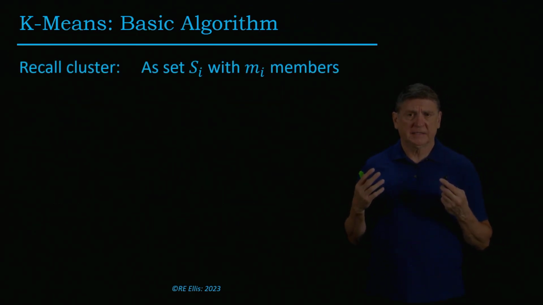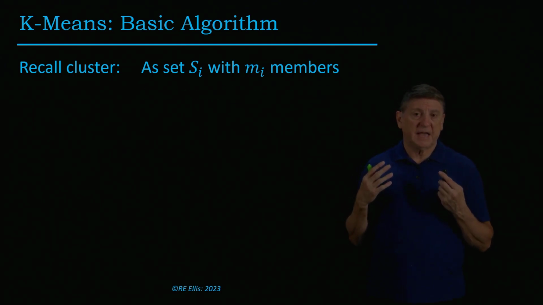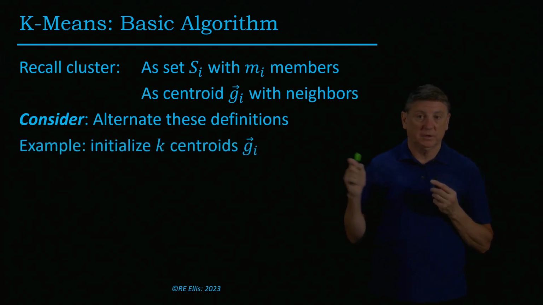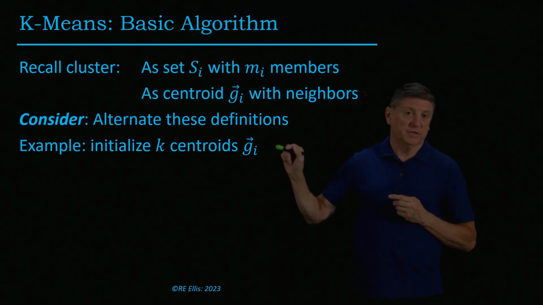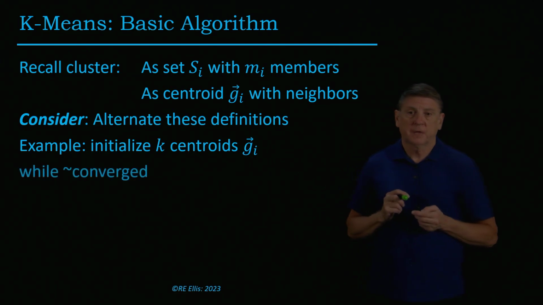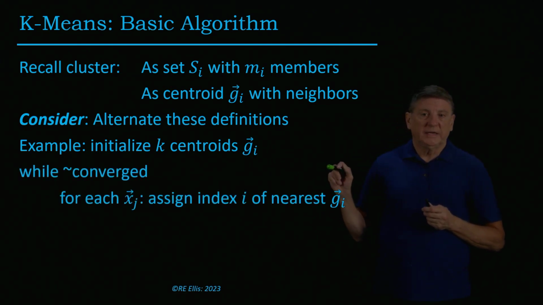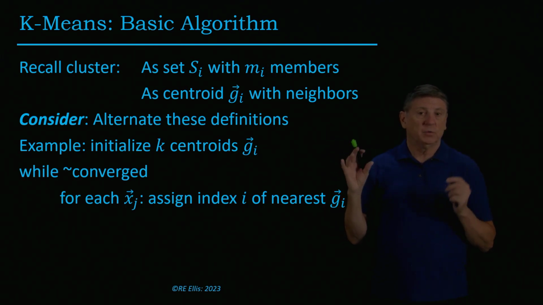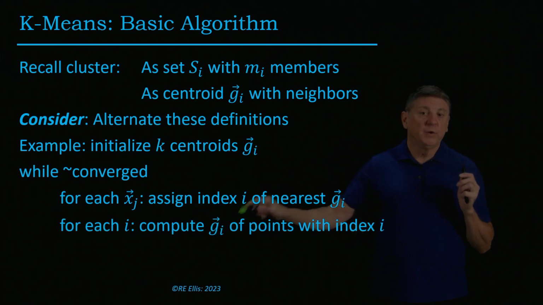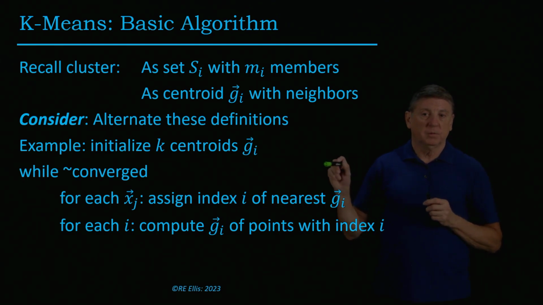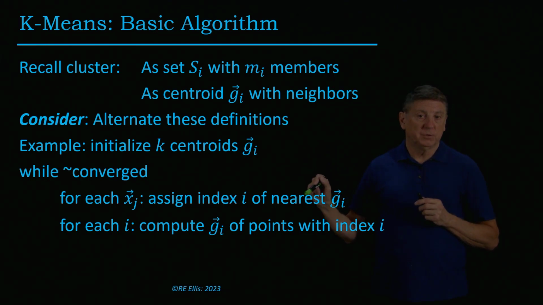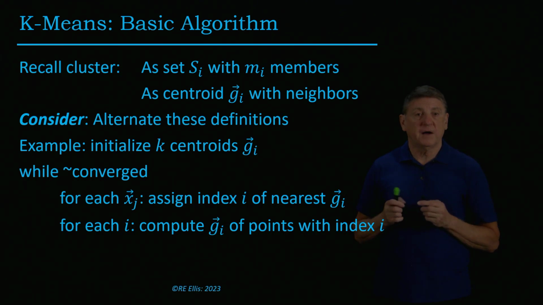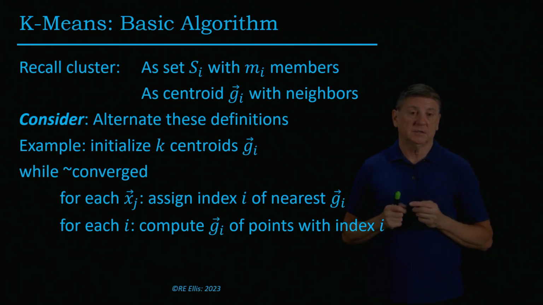So the basic algorithm is this: you can think of a cluster as having m sub i members and a centroid of g sub i. So you can consider these alternate definitions. Now this alternation is important. We could simply initialize k centroids, and we could do this algorithmically or randomly. It's often done randomly. And then until we converge, what we can do is say, if we have two clusters and a data point, we'll associate the data point with the closest centroid, and that will then give us a cluster. And then for that cluster, we can recompute the centroid. And so we can alternate: from the centroid, compute a cluster, from a cluster, compute a centroid. And if we alternate these two processes, these two definitions, what we'll find is that we'll tend to converge to the k-means clustering.